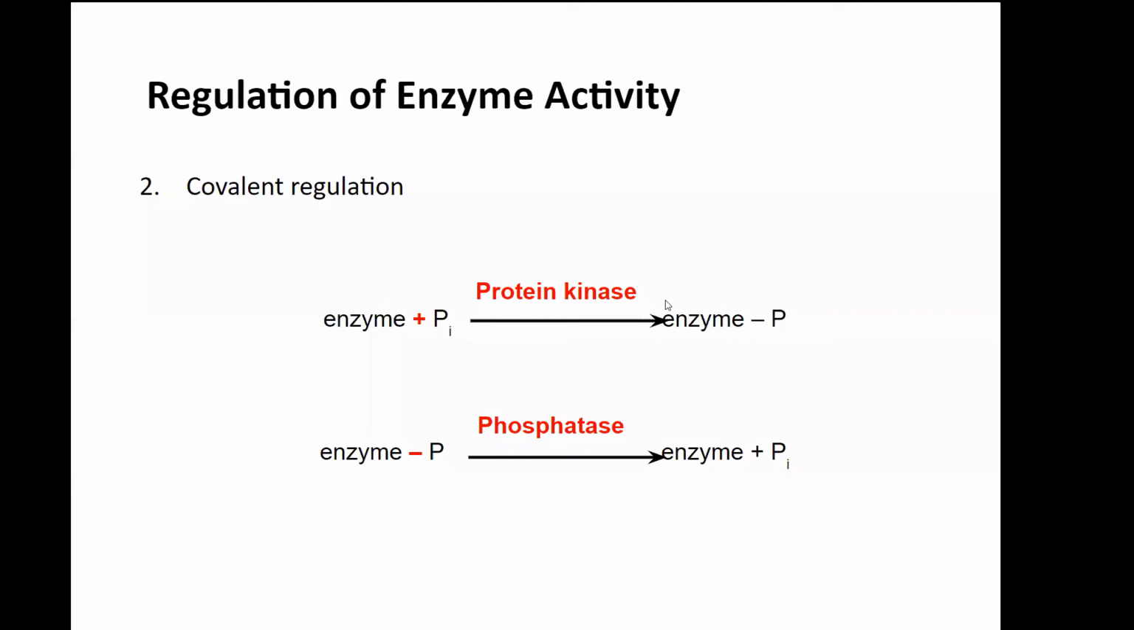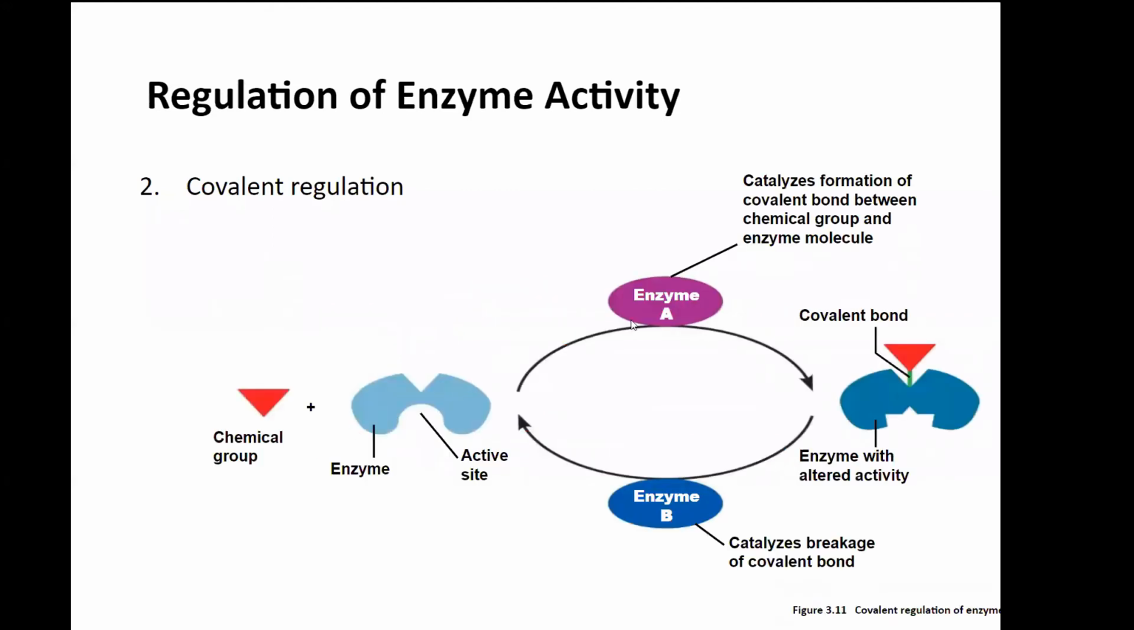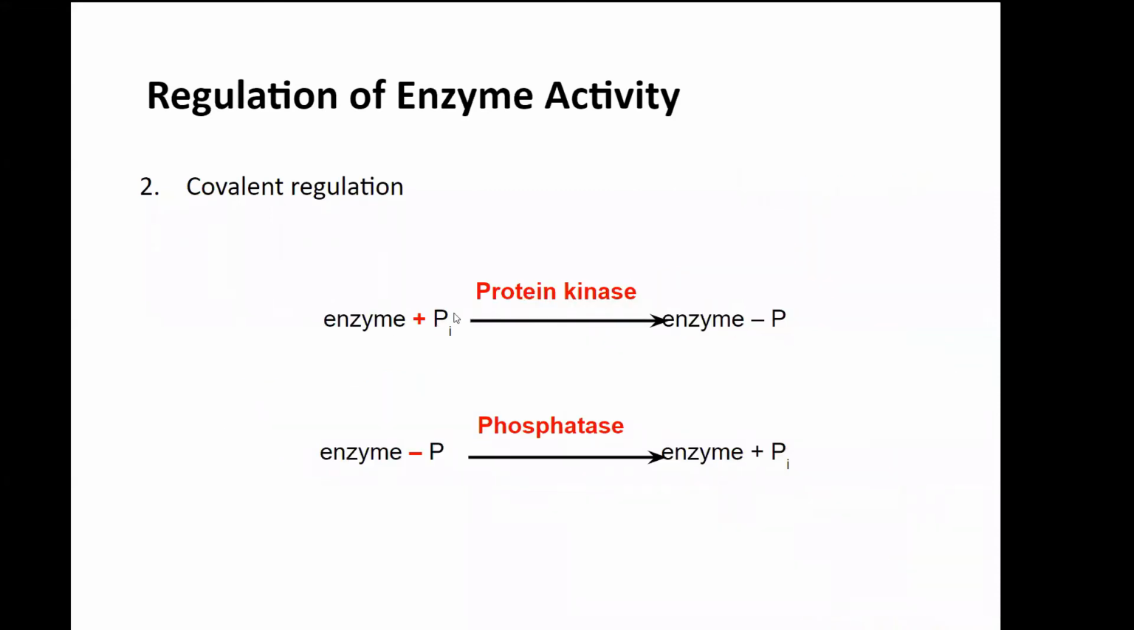So I'm going to flip back to the previous slide just to show you what that equation is for. So that's for this top part. So our kinase here, our protein kinase, is this enzyme A. Okay, so this is showing us binding that phosphate group onto our enzyme, forming covalent regulation, because now we can see we have a covalent bond between our enzyme and the phosphate.